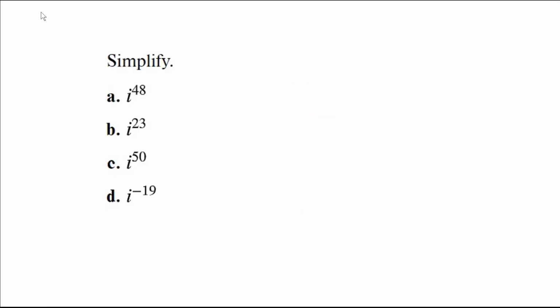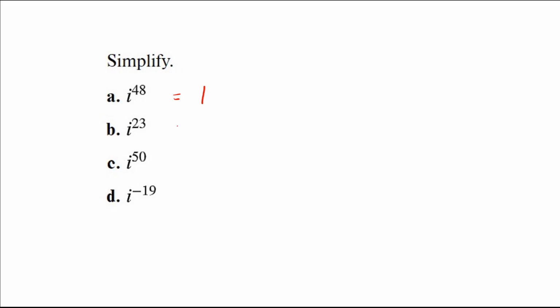So if you have i to the 48, you know that i to the fourth is 1. And since 48 is a multiple of 4, you know that this will be 1. It'll just be i to the fourth times i to the fourth times i to the fourth, 12 times. And so therefore it's just 1 times 1 times 1 and so on, 12 times.